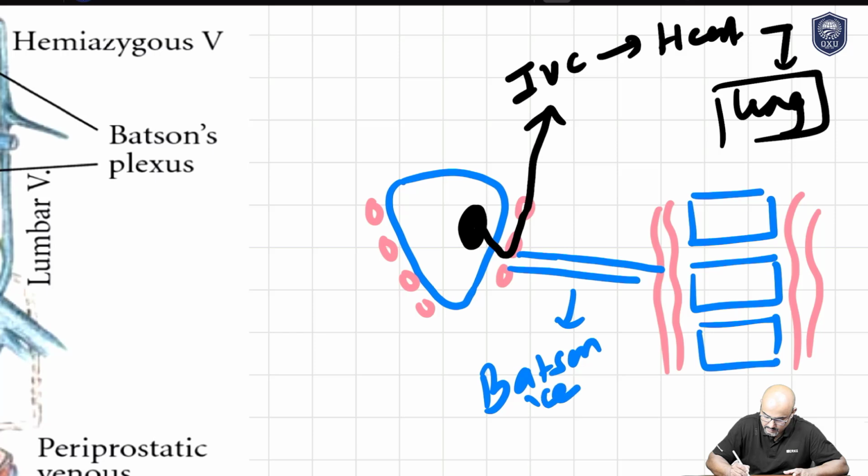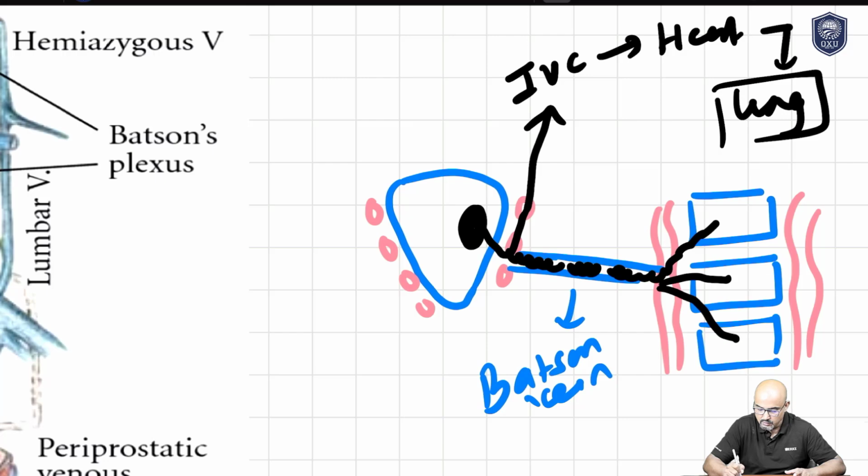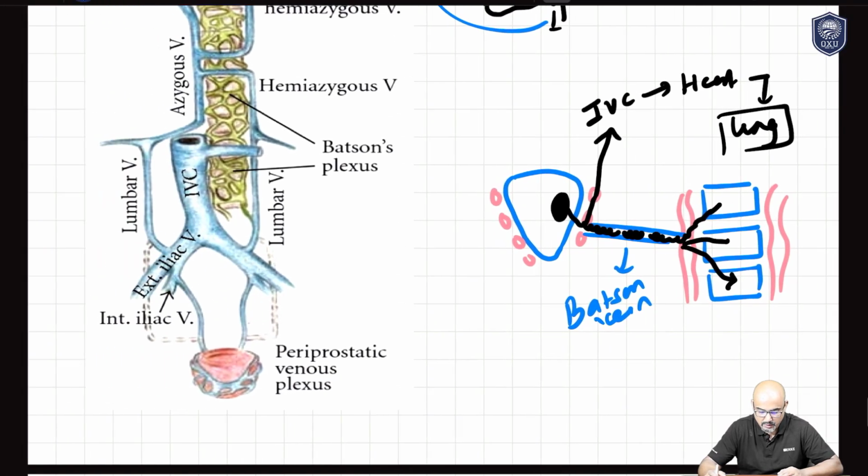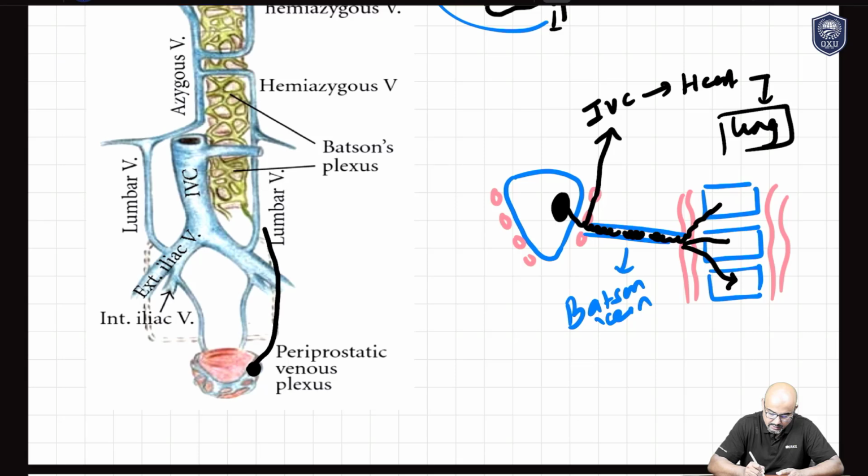Batson vein. That's why the cancer prefers to go via this short route, which has no valve, and can easily involve the bone as a choice of metastasis. That's why this is a very common question in the exam. If there is prostate cancer, what is the most common way of metastasis? The answer is via the Batson vein, it prefers to go to bone.